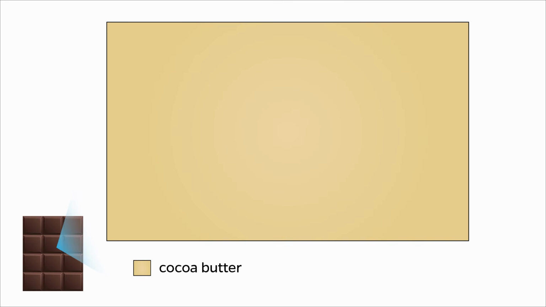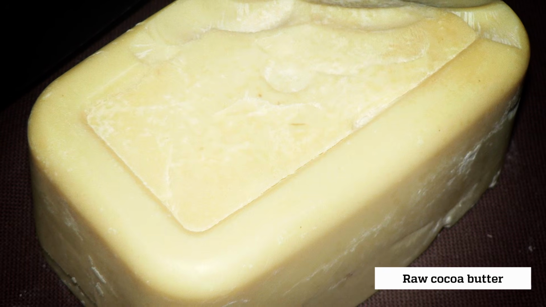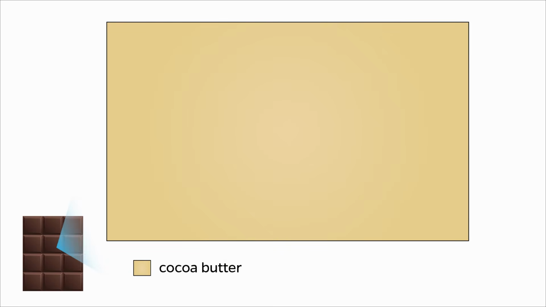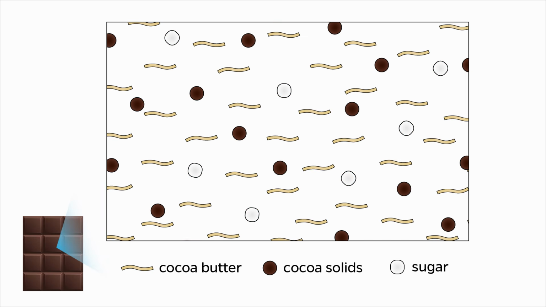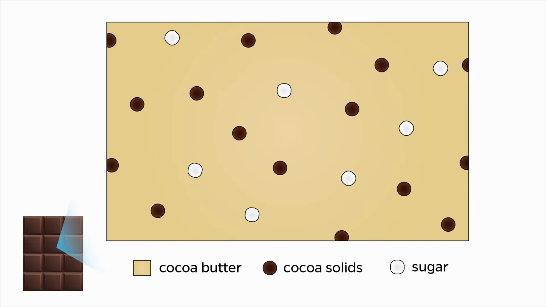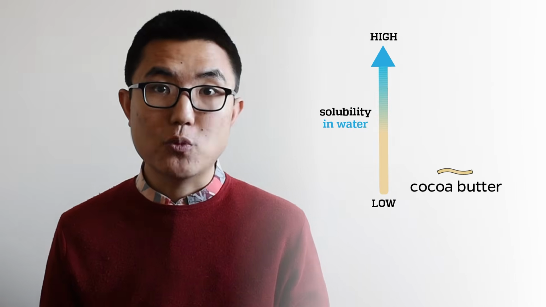The primary ingredient of chocolate is cocoa butter, which gives solid chocolate its smooth texture. Dispersed throughout the cocoa butter are the ingredients that give chocolate its flavor, mainly cocoa solids and sugar. From this point on, I'll draw the cocoa butter as individual molecules, but keep in mind that they form a continuous solid. An important property of these ingredients is how well they dissolve in water, and this is key to why chocolate seizes. Cocoa butter is a type of fat which has low solubility in water.